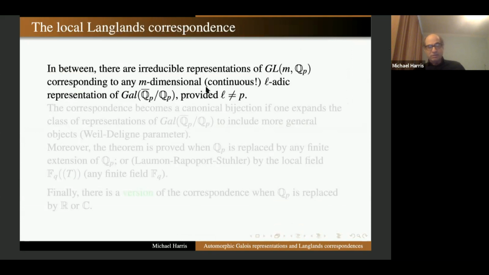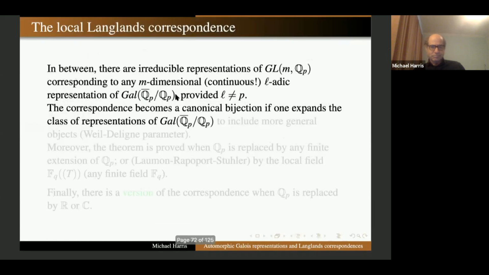To any m-dimensional continuous L-adic representation of the Galois group of QP bar over QP, you get an irreducible representation. Again, we really want to think of the completely reducible representations of this Galois group. And if you want to get a canonical bijection, we have to expand this class of representations to include the more general objects, basically because we don't want the theory to depend on the field of coefficients.